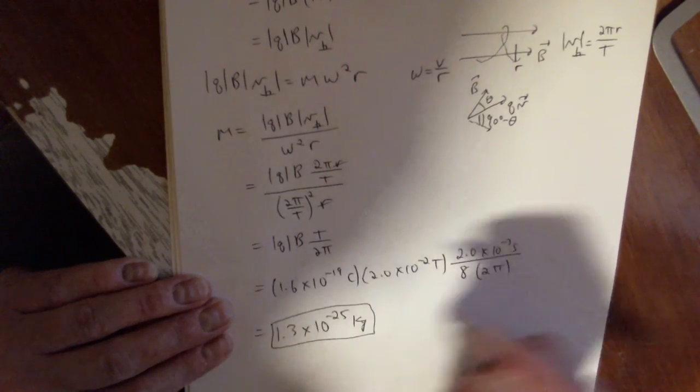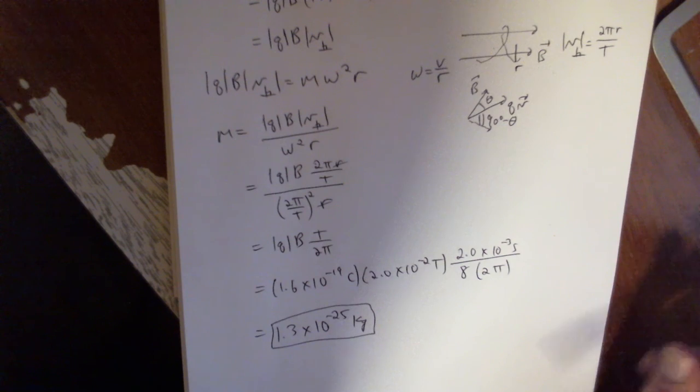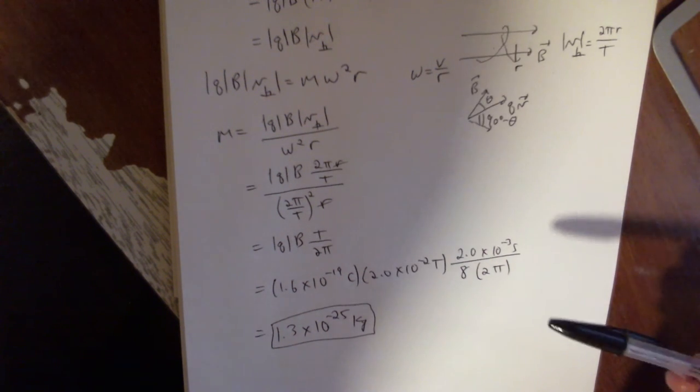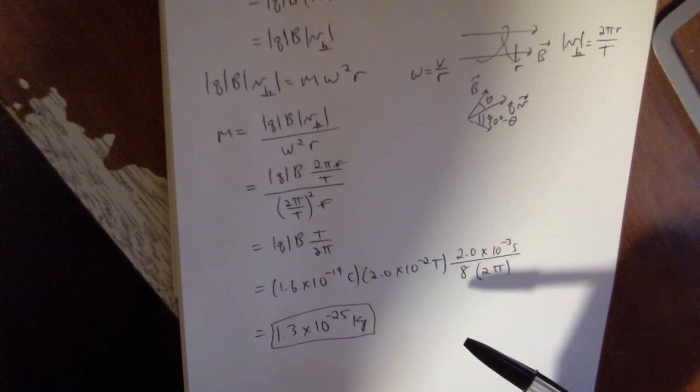So we've taken the mass of an ion by measuring the time the ion takes to travel in a circular path in a known magnetic field.